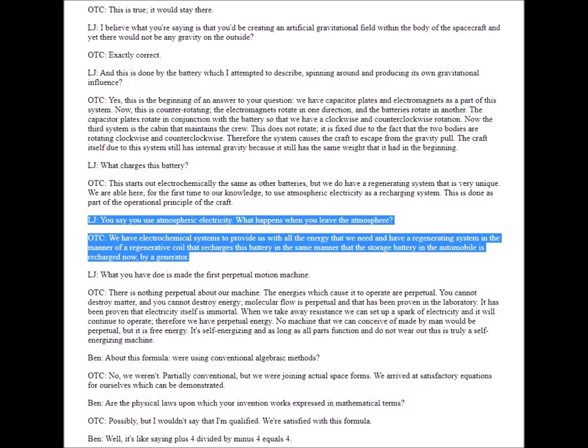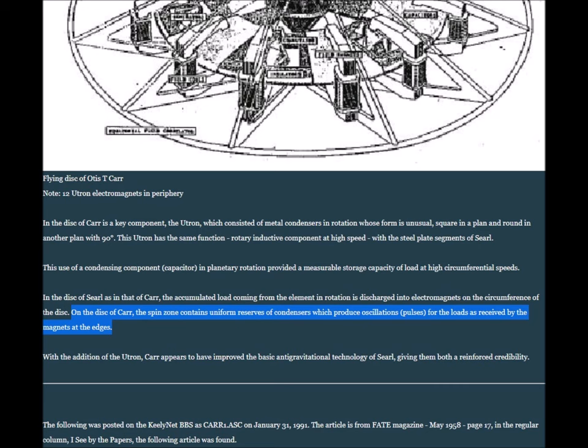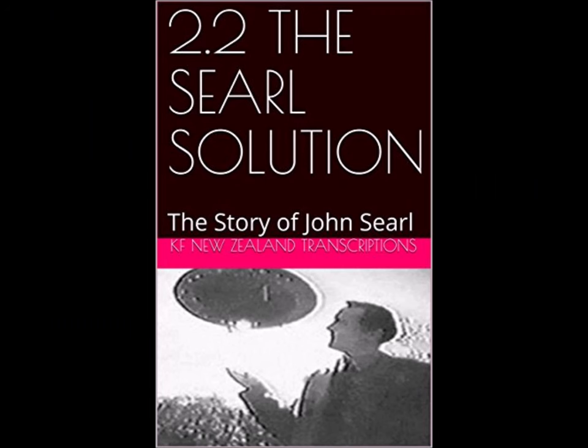Wow, so that's certainly a mouthful. But let's look at some additional information in an attempt to break down the system's properties and understand its conception better. The article goes on to say that, with the addition of the Utron, Carr appears to have improved the basic anti-gravitational technology of inventor John Searl, who is also purported to have developed rotating flying discs.